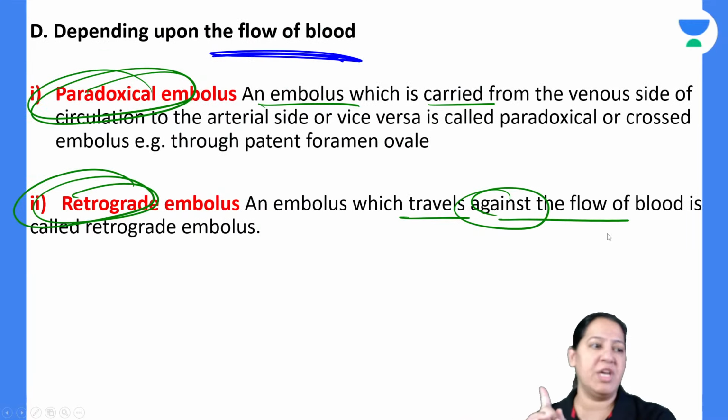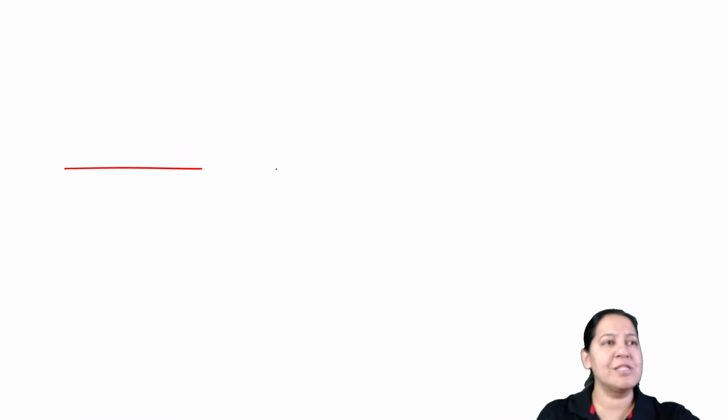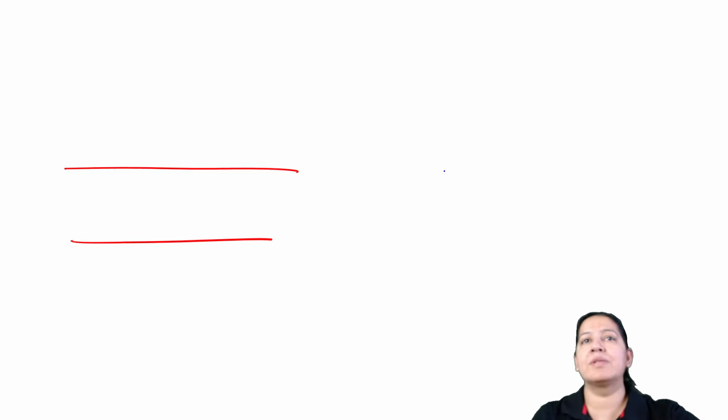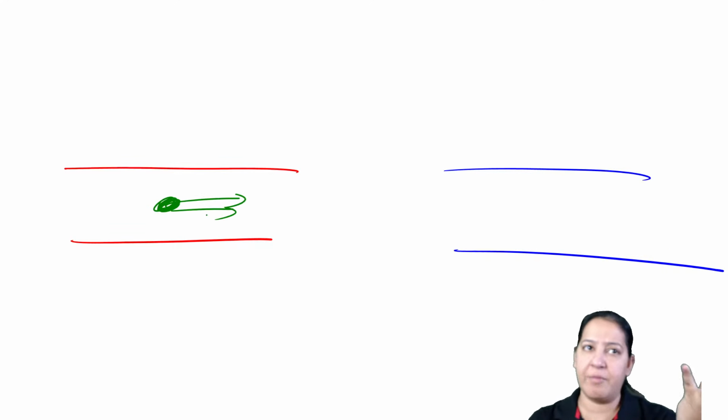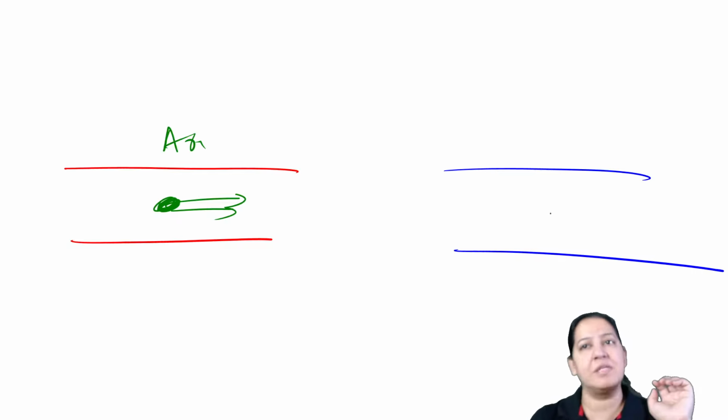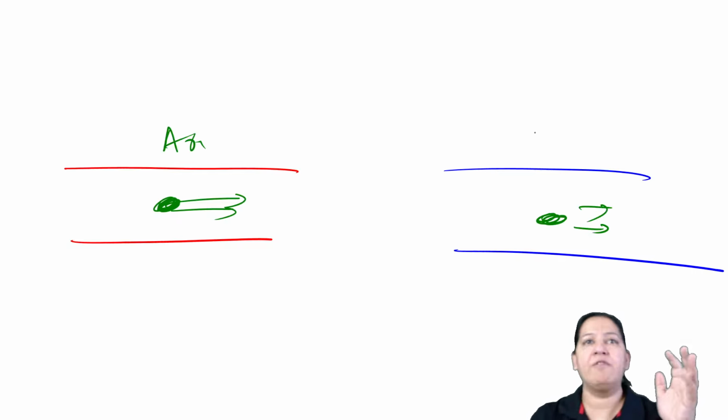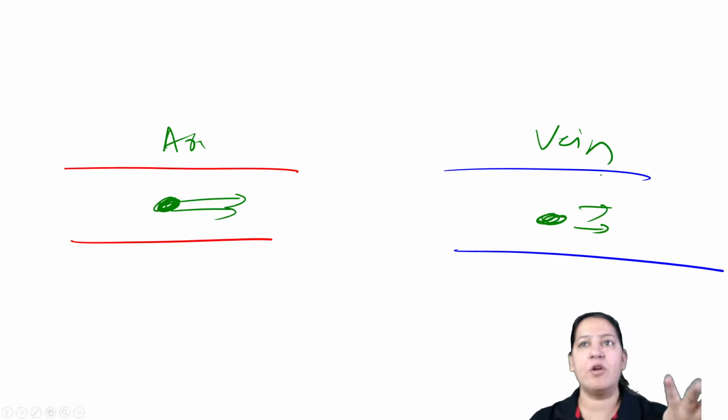One more terminology I would like to explain to you. If the embolus is present in the artery or in the vein: if the embolus is present in the artery, it will remain in the artery only. It will move from one artery to another, but it will remain in the artery only. If the embolus is present in a vein, it will remain in the vein only. It will move from one vein to another, but it cannot move across.